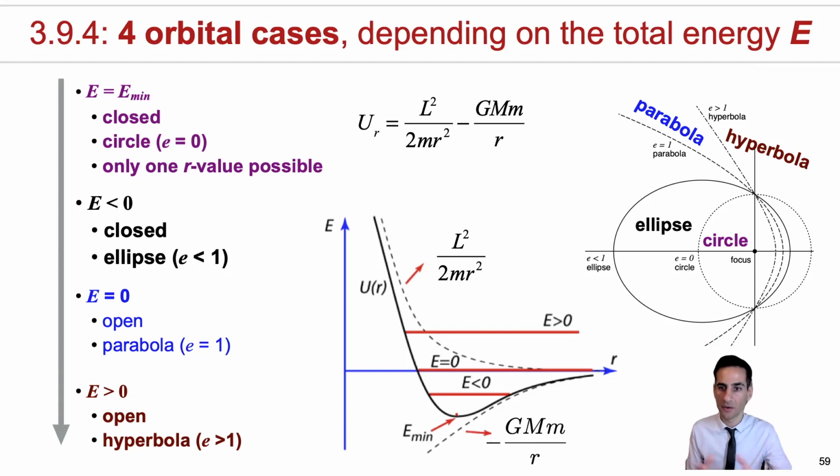So this means we have a very simple way, from physical considerations of the total energy and the different components, to tell whether an orbit will be closed or open, and also what its geometrical meaning will be, just based on this total energy.